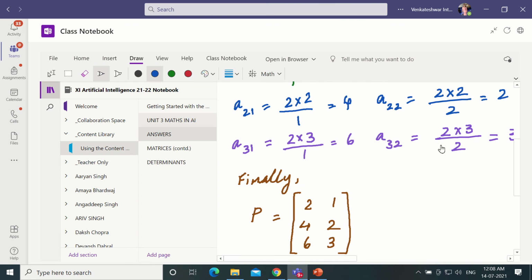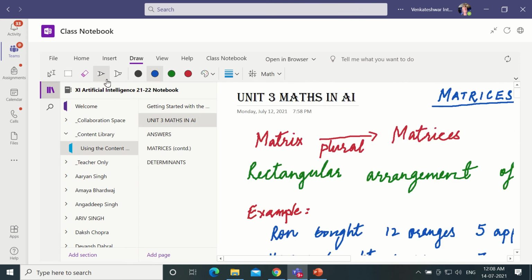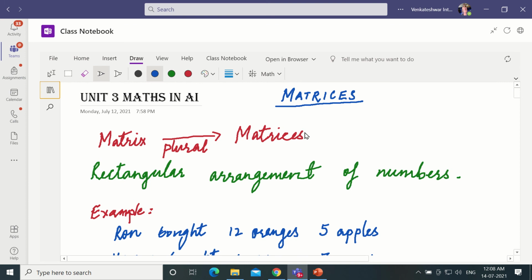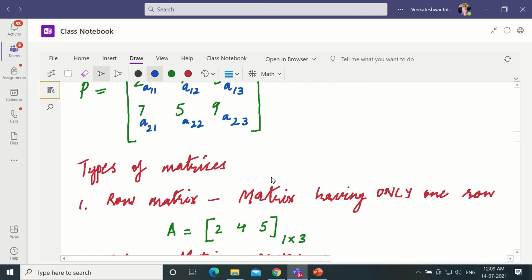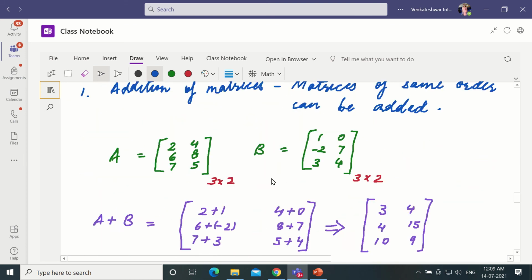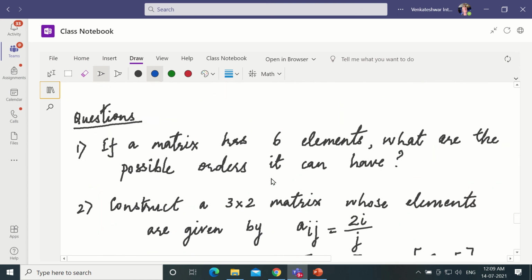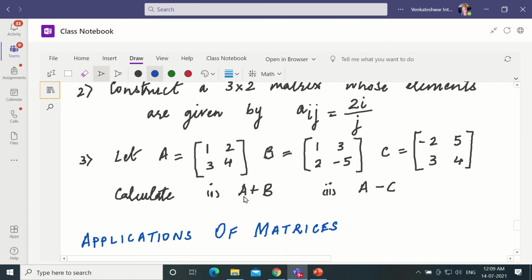Now, the third question talks about how you have three matrices and you have to perform the addition and the subtraction on them. So that is quite simple. Let us do it here only. So I have to perform A plus B. I will add the corresponding elements. So A plus B would be 1 plus 1, 2, 2 plus 3, 5, 3 plus 2 would again be 5, and 4 plus -5 would be -1. So this is very simple.